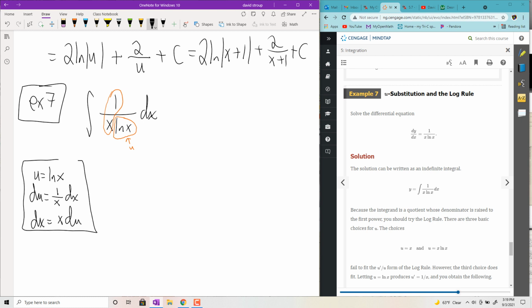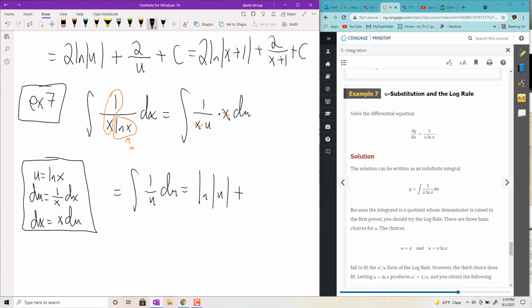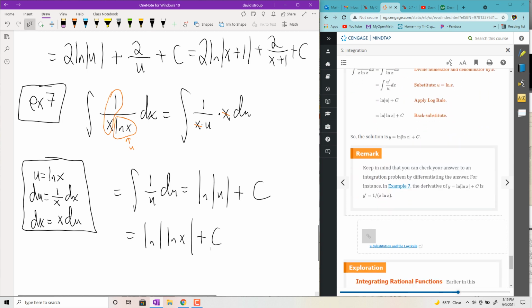Okay. Then I'm going to do my substitution. So I have the integral of 1 all over x times u times dx, which is x du. And you see there's that nice cancellation. You get rid of the x's. You'll have the integral of 1 over u du. And then, of course, that's the ln of the absolute value of u plus c. And then you can back sub. Looks a little weird. ln of ln x plus c. Okay, little unusual answer.